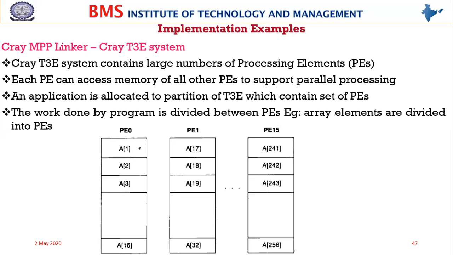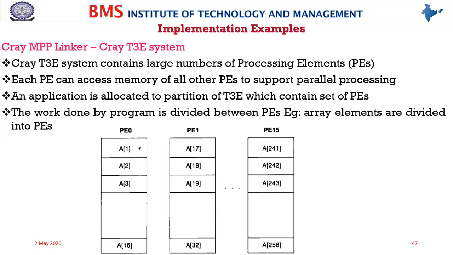You can assume I want a program that needs to work with an array containing 256 elements. Okay, actually 257 because our array index starts from 1. Then you can see the elements are divided, 16 elements of the array to each processing element. The first 16 elements of the array are processed by P0, the next 16 by P1, and so on. The 16th processing element processes the last 16 elements of the array. This is what we call parallel execution.